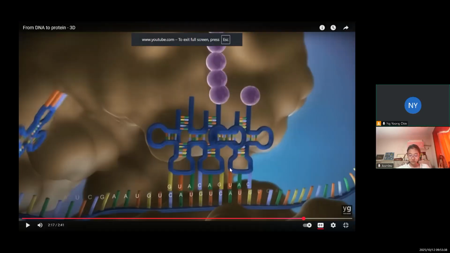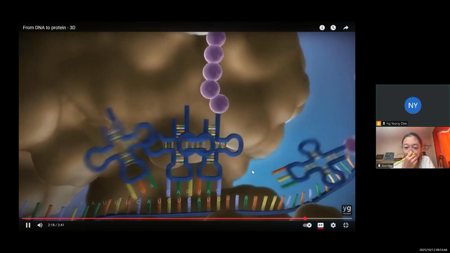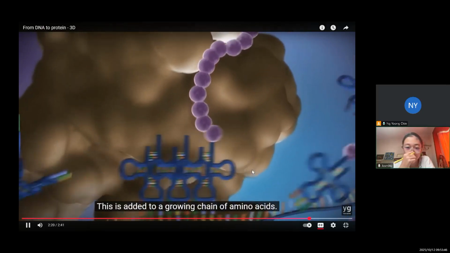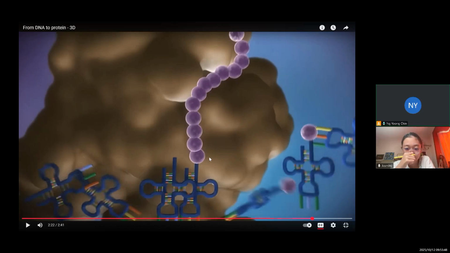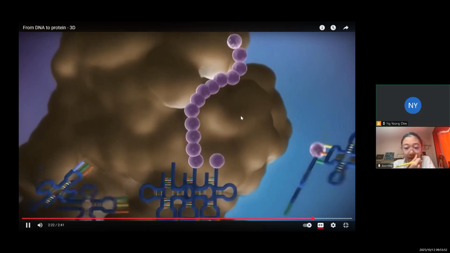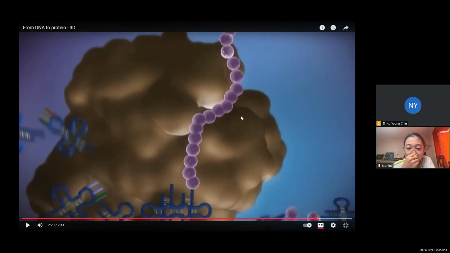And then you have 20 types of amino acid, right? So you have different sequences of the triplet code. This is added to a growing chain of amino acids. See, now they start to form the necklace already, the polypeptide chain. But there's no peptide bond shown here. It didn't show you, but you know already, there's a peptide bond.